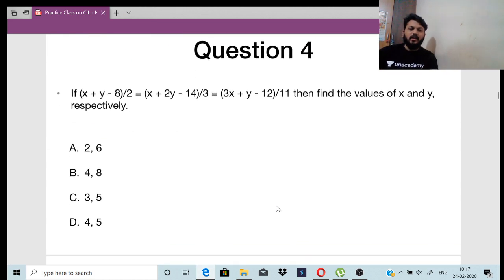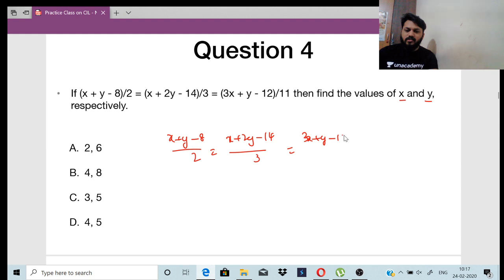If (x + y - 8)/2 = (x + 2y - 14)/3 = (3x + y - 12)/11, find the values of x and y respectively. So here the question is like this: (x + y - 8)/2 is equal to (x + 2y - 14)/3 is equal to (3x + y - 12)/11. What are the values of x and y?